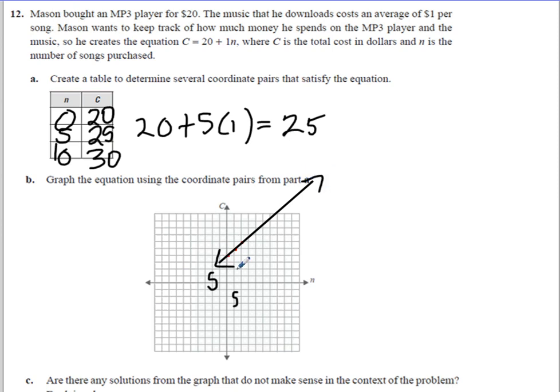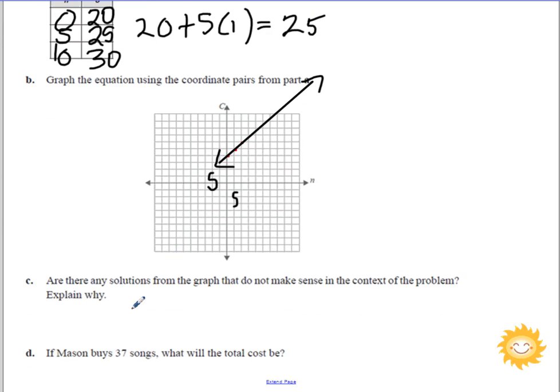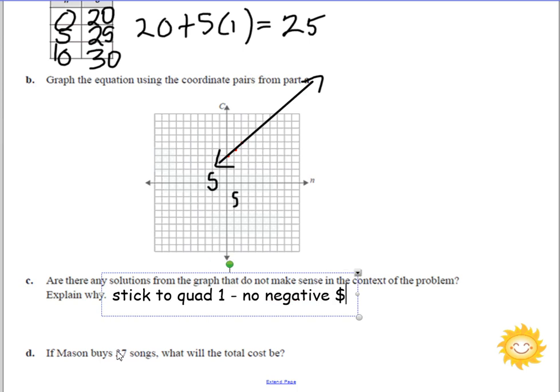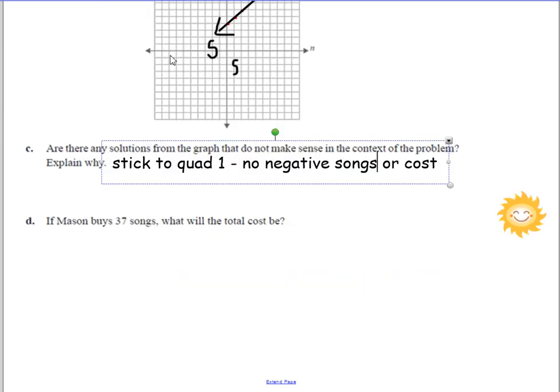So there it is. Again, they're trying to remind us that in the context of story problems, sometimes only part of the graph makes sense. And so we're going to stick to quadrant 1 because there are no negative dollar amounts or negative songs. The dollar amount is the cost. Again, the math's really easy for us. We know that if he buys 37 songs, it's going to be $57 because we're just adding that.